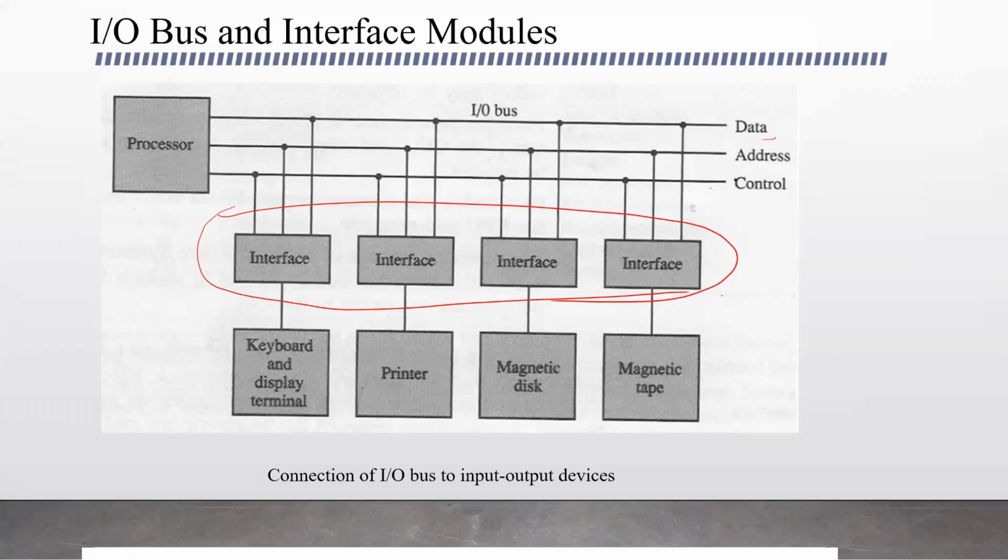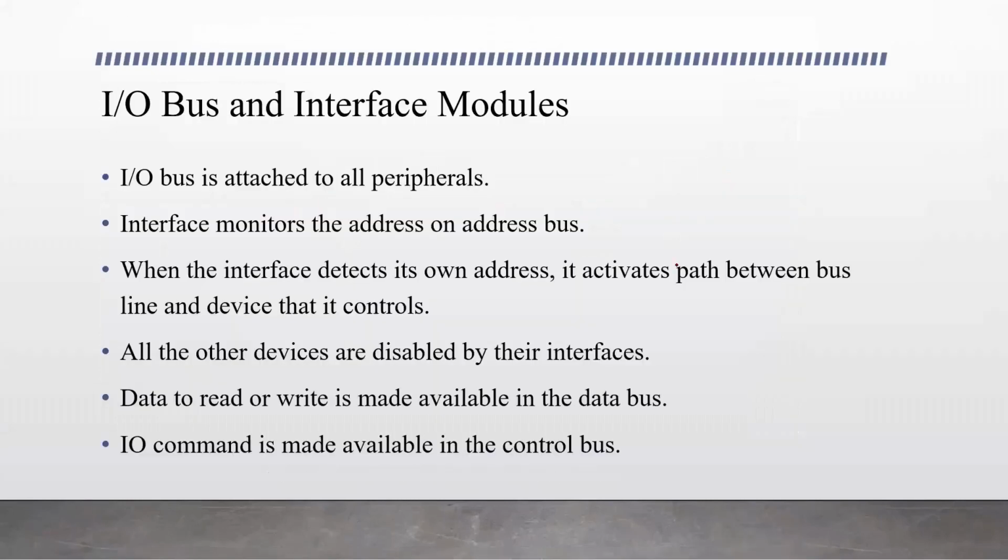Based on the IO command given by the processor, the data is placed on the IO bus, so it is either read or written. These are the steps, these are the operations. The IO bus is attached to the peripherals and the interface monitors the address. When the interface detects its address, it activates the path between the bus line and the device that it controls. All the other devices are disabled by the interfaces. Now the data to read or write is made available in the data bus.